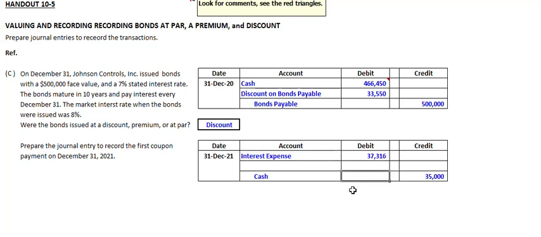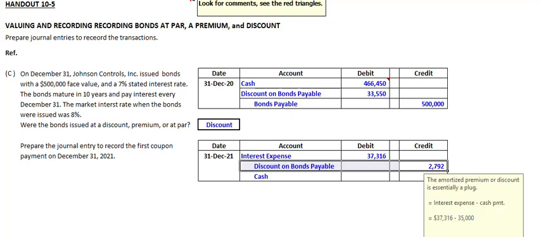And we can see debits don't equal credits. We need an additional credit in the amount of $2,292. And again, it's the difference between the two. And so we will reduce the amount of the discount by that amount. Eventually, over the full 10-year period, we will amortize the entire discount on the bond, and the bond's net carrying value will equal the face value of $500,000.